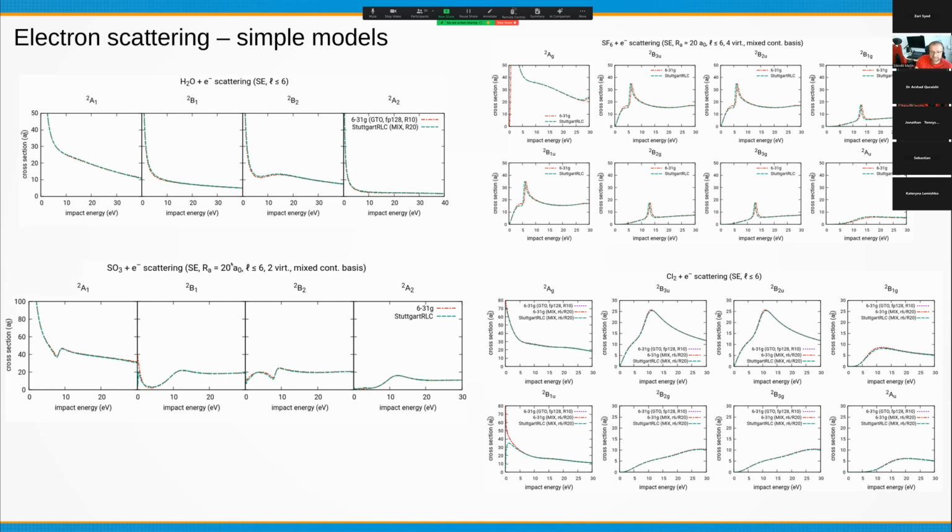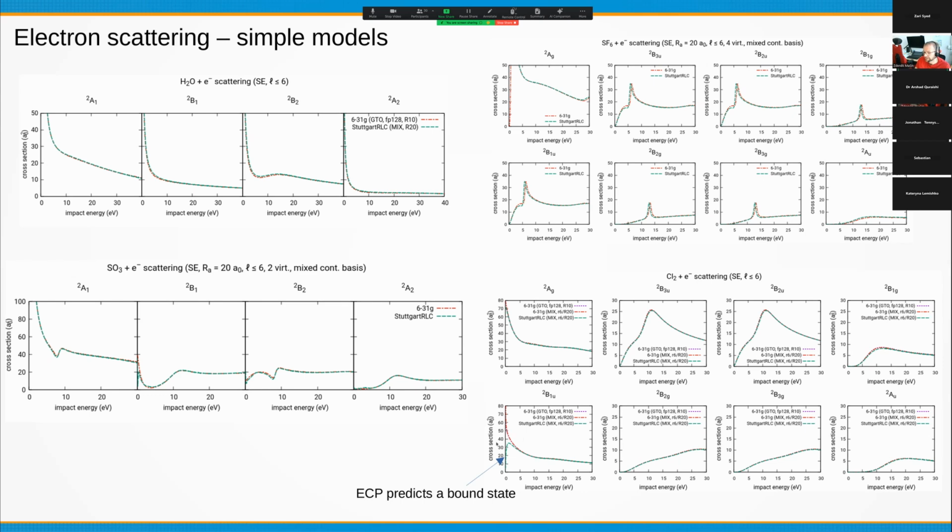I would also like to highlight that in these calculations, we were able to use quite a large R matrix radius of about 20, and we use this mixed continuum basis set, which contains both the Gaussians and the B-splines. This is true also for the other two molecules, which are perhaps of more interest to you, such as SF6, where again the results are nearly identical with the all-electron calculation, and for chlorine the same thing is true, with the exception of this one symmetry, where the all-electron calculation predicts this very large peak at the threshold, whereas the ECP actually is predicting a drop.